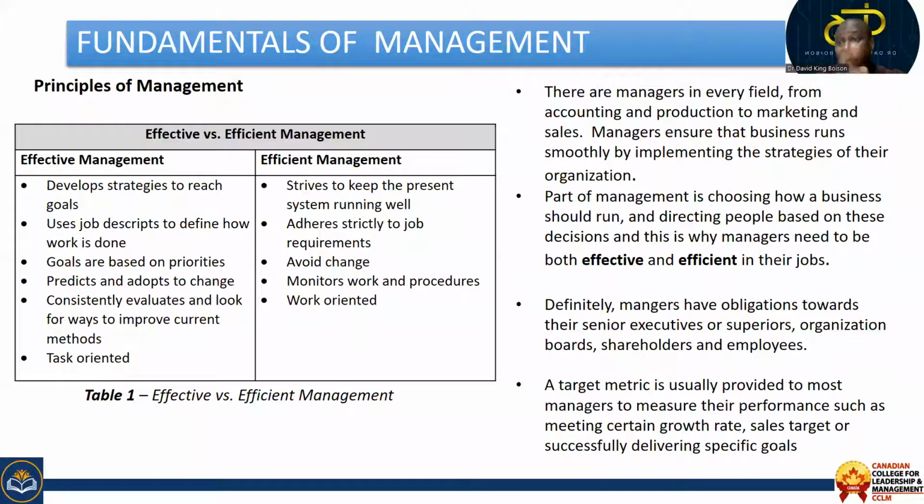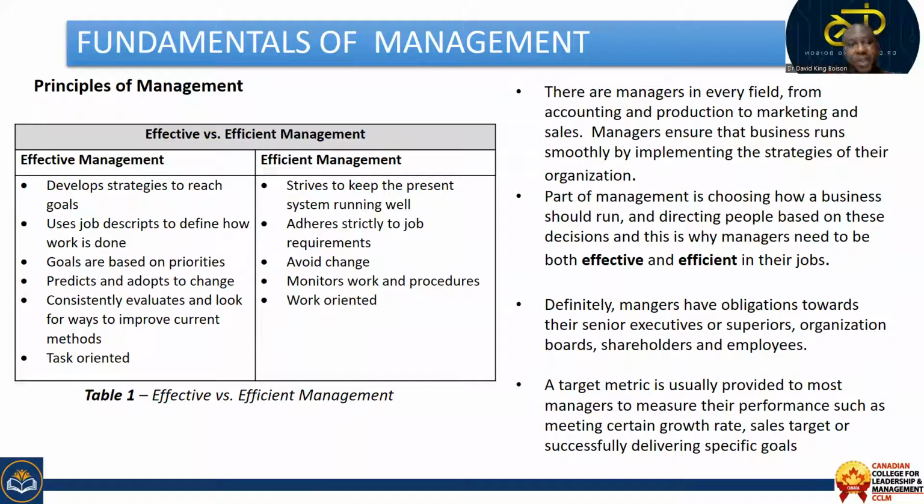Please, this model, as a lecturer, I know there'll be a question on it. So you notice someone, and I'm going to ask you a question. Okay. So effectiveness consistently evaluates and looks for ways to improve current methods, and then efficiency monitors work and procedures. Now, effectiveness is task oriented, and then efficiency is work oriented.